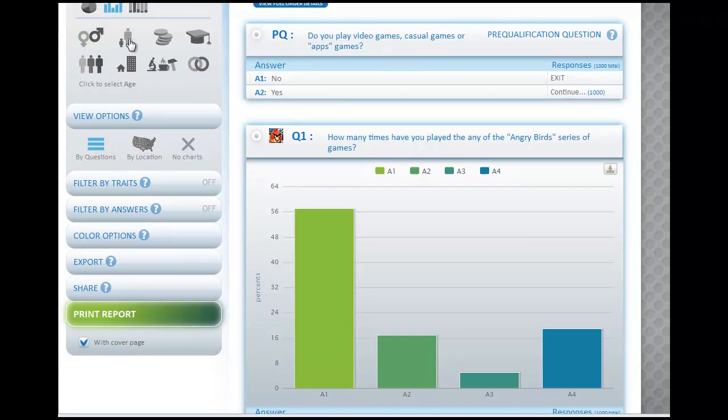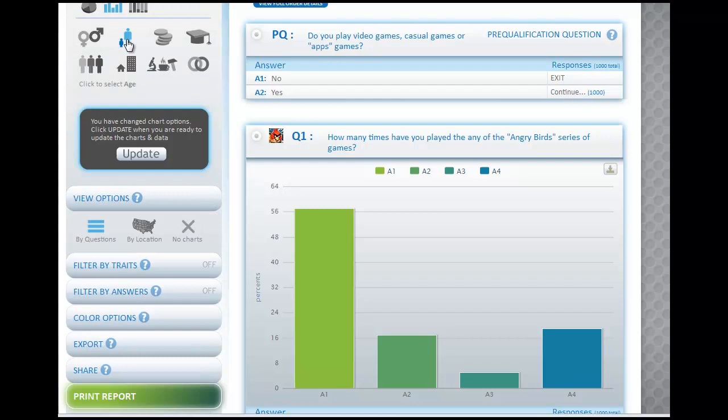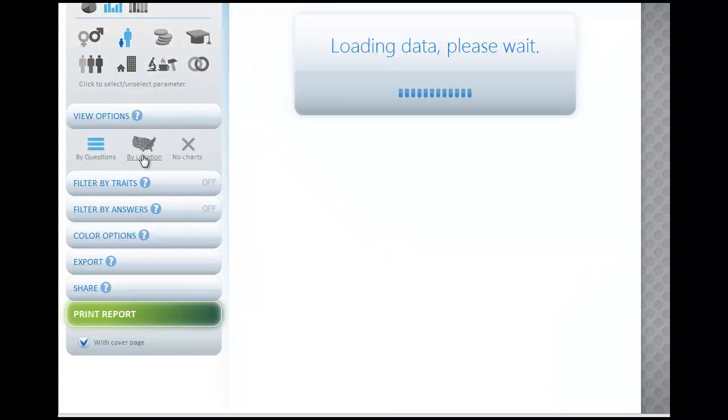Over on the left-hand side, you'll see that there's some icons. They're all pretty self-explanatory. But if you ever have a doubt, just hover over it. So I'm going to say, let's look at this data by age. I click the age icon and I select Update.